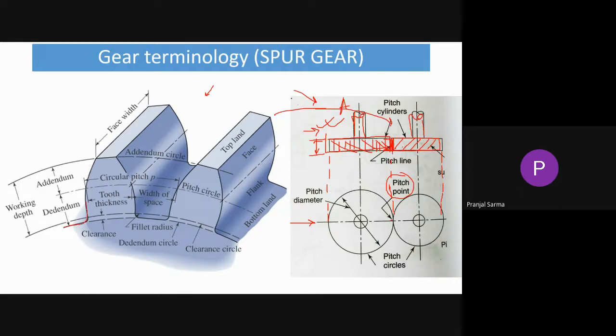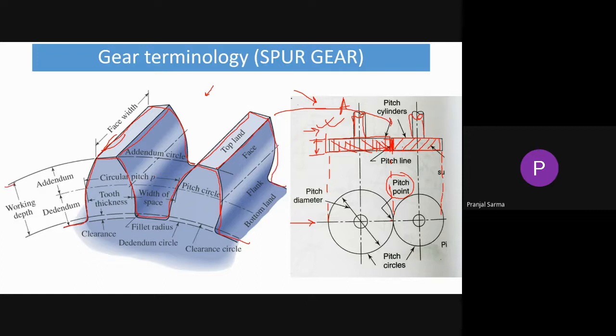Next, if you look at this particular figure, we are drawing like this. We are showing one tooth, and then we are showing the adjacent one. We are also showing its thickness, the width of it. This way we are drawing two adjacent teeth of the spur gear. This is what we have drawn basically.